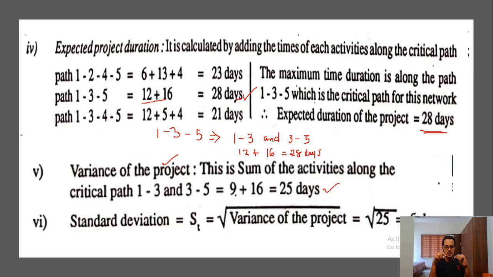Coming to step 6, the standard deviation. For getting the standard deviation value, you take the square root of the variance of that project. Okay, so I hope you understood the problem. So we'll go to the next topic.